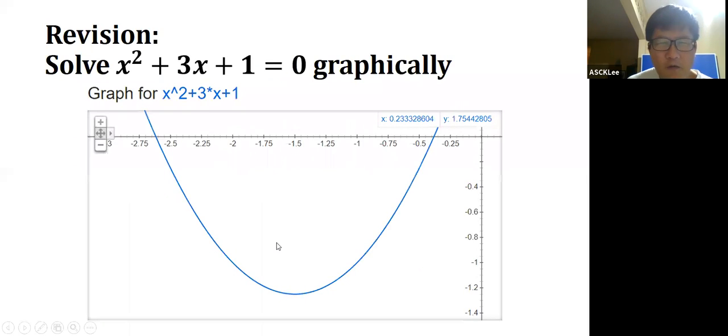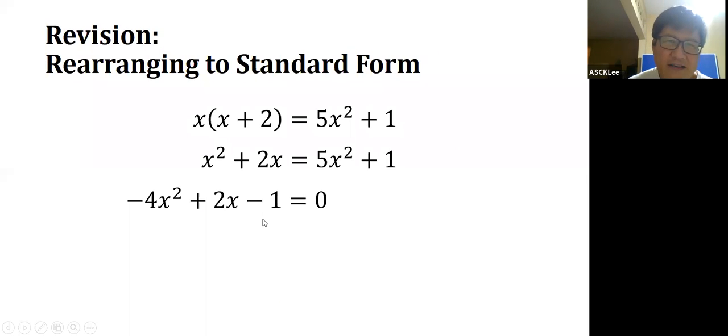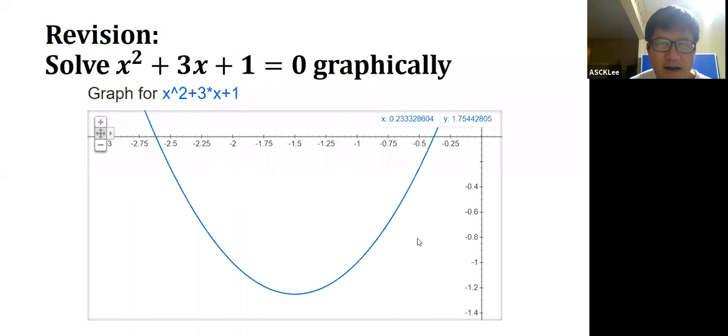Now, what have we done so far? We have revised two things. We have revised recognizing a quadratic equation. We have also revised how to rearrange equations to the standard form. Now, the last revision we're going to cover, then new things after this. And the last thing I'm going to revise with you is how to solve graphically.